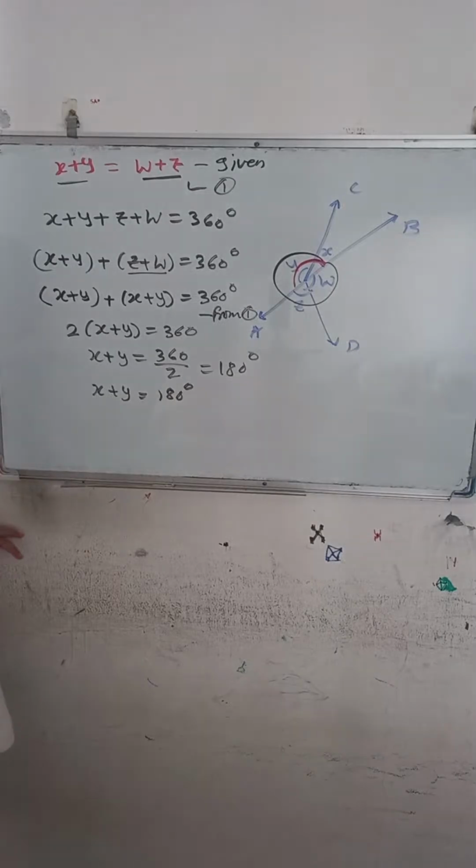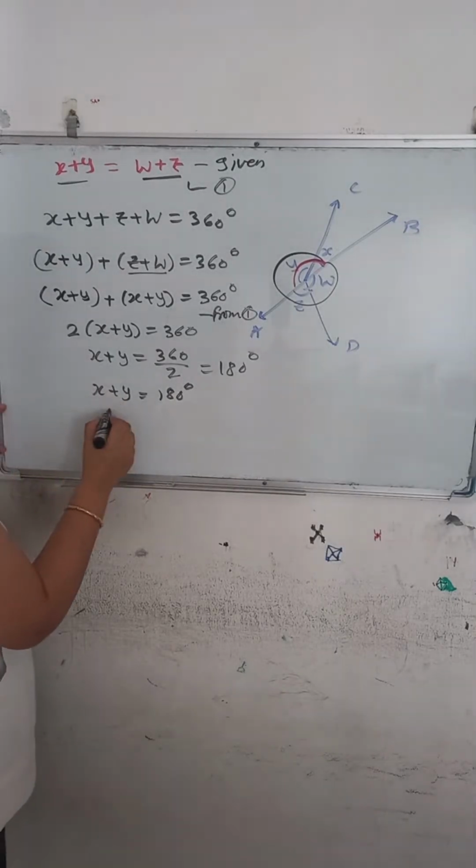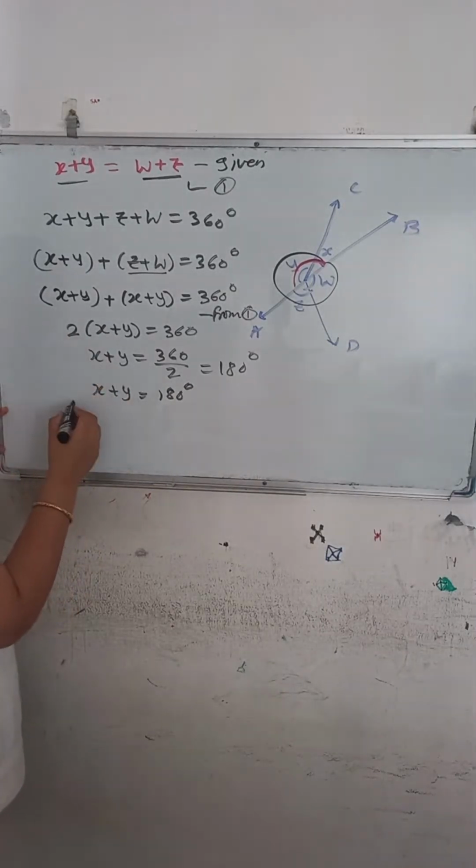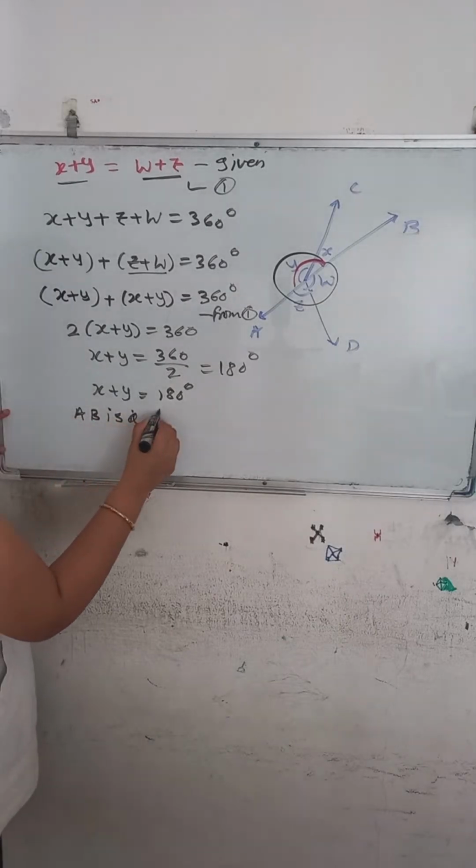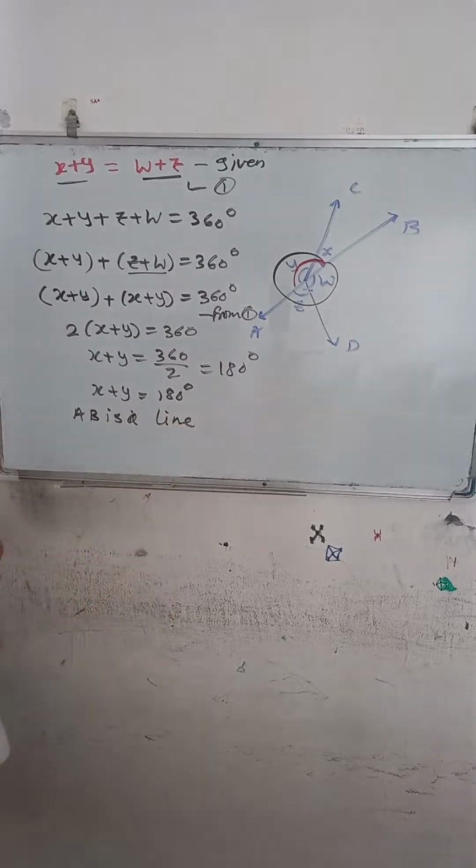That means they are a linear pair, and that means they are what? In a straight line. That means we can say that here AB is a line. That's it. This is the answer. Okay, very simple but very important question from this chapter. I hope you understood. Okay, so copy this. If you have any doubt, you can type a message.